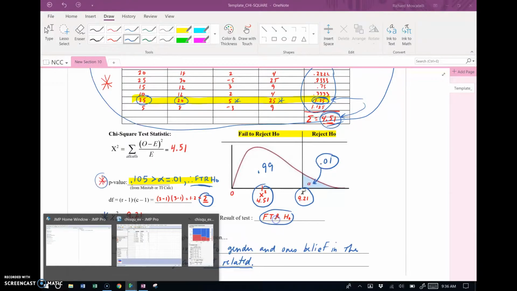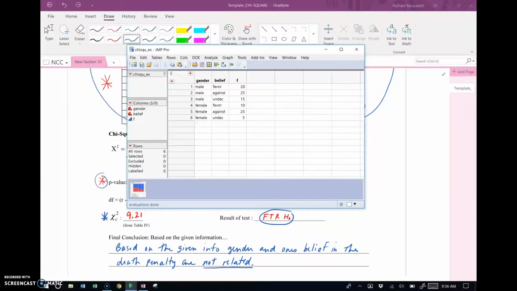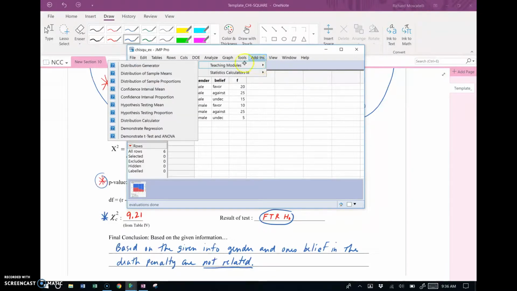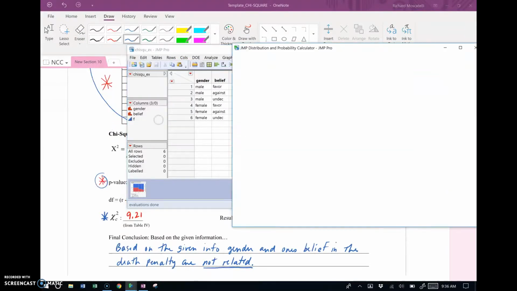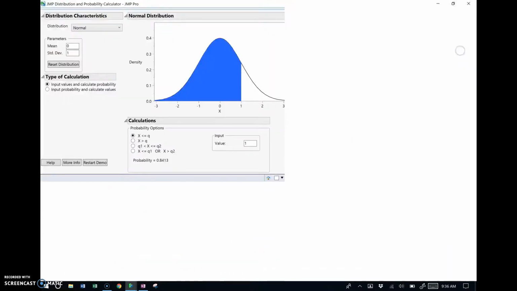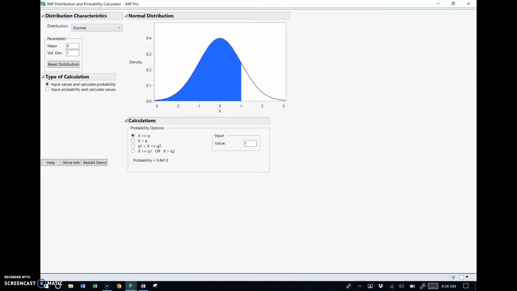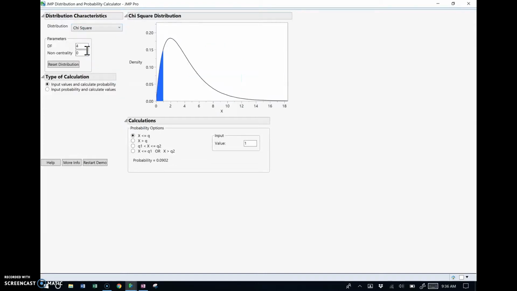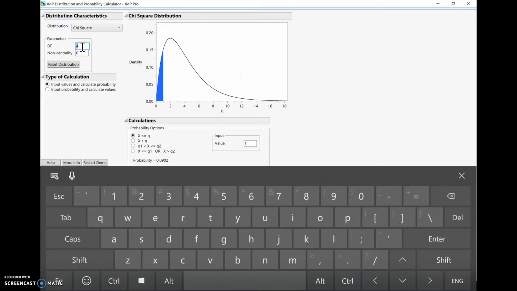So, let me go here to add-ins. And if you remember, back in the beginning of the course, when we were calculating Poisson, negative binomial, and normal distribution probabilities, there's this distribution calculator that we made a lot of use of. When you come to it, remember the default is normal. So we'll switch the normal distribution to chi-square. And the degrees of freedom for this one, remember, was 2.